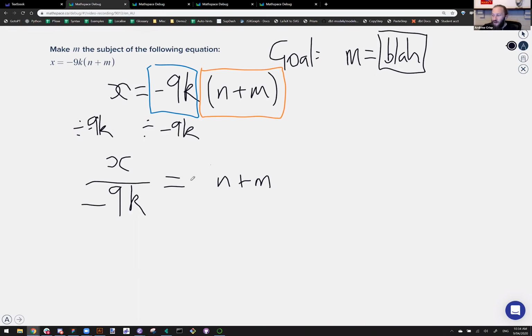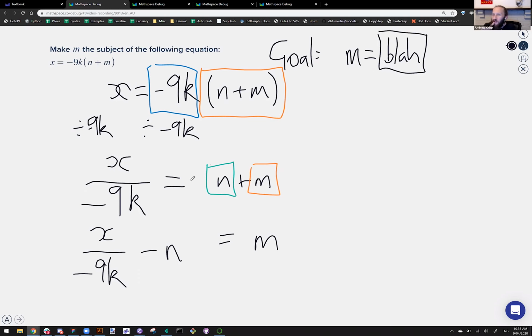Once again, imagine that instead of being an N, this was a number. So I've got N plus M. If it was 12 plus M, what would you do? Subtract 12 from both sides to get M on its own. We're actually just going to subtract N from both sides to get M on its own in the same way that we would subtract anything in this box. A 12, a 17, a pi, we just subtract it to get M on its own. M equals, I'm rewriting this, X over minus 9K minus N equals M.